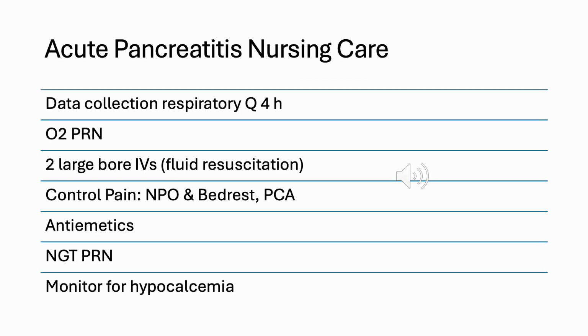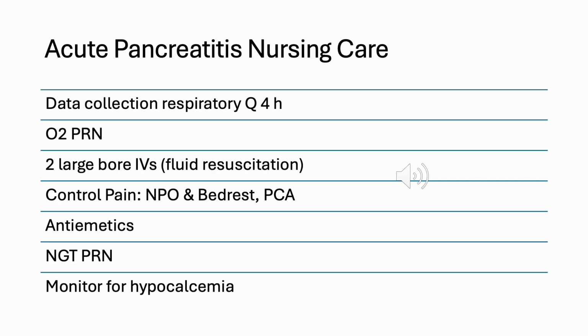Nursing care involved in acute pancreatitis. You want to collect data on the respiratory system every 4 hours because patients with acute pancreatitis are going to be prone to a left pleural effusion. That has to do with the proximity of the pancreas to the left lung.